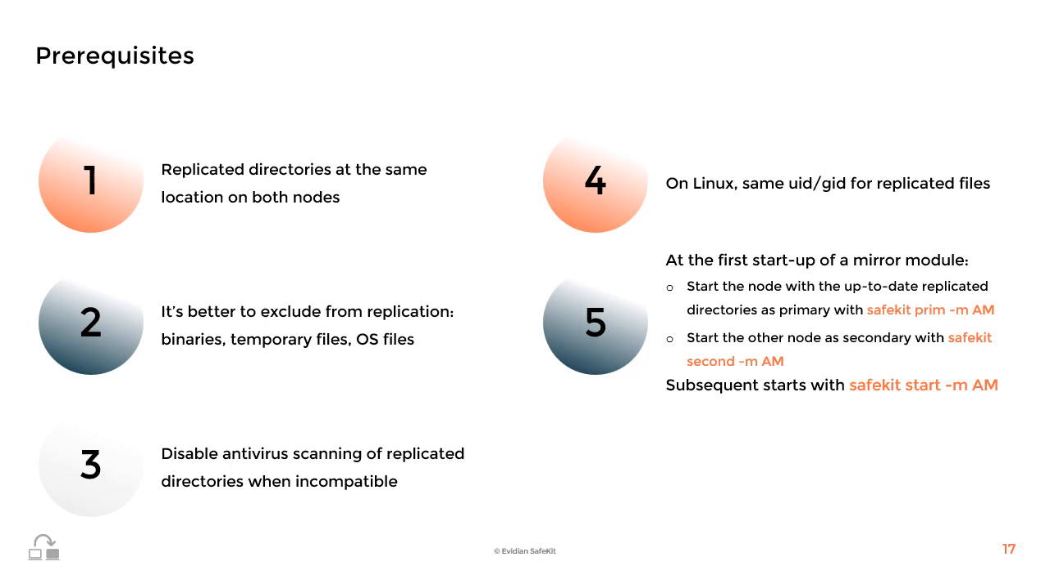Fifthly, at the first startup of a mirror module, follow these steps. Start the node with the up-to-date replicated directories as primary using the safekit prim command. Start the other node as secondary using the safekit second command. For subsequent starts, use the safekit start command.